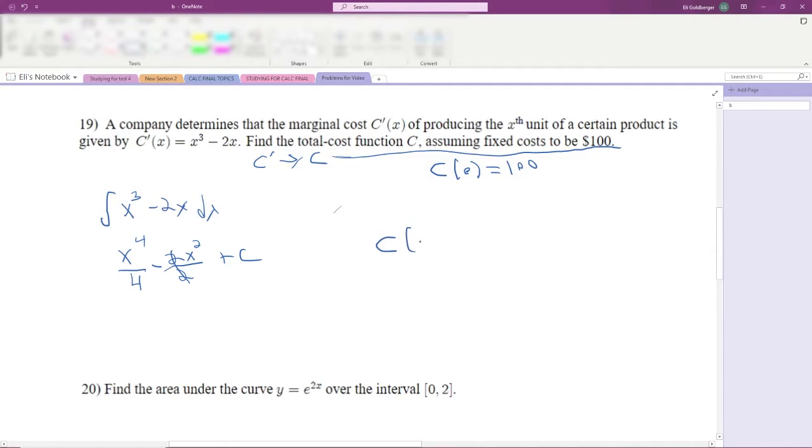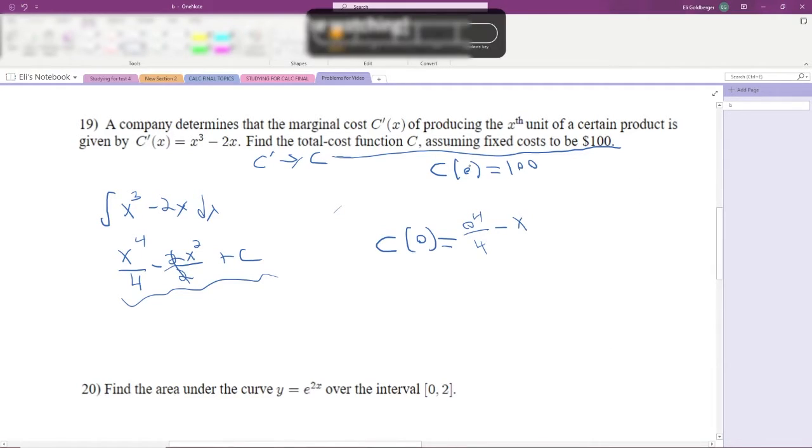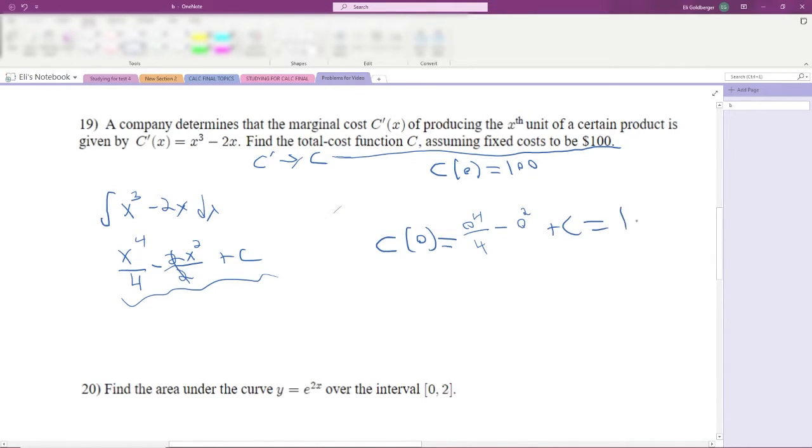Say C of 0, and then we're going to write it into here. But instead of x's, we'll use zeros. So 0 to the 4th power over 4 minus x squared, or not x squared, my bad, that'd be 0 squared, plus c, all equals 100. And since these all are just 0, we just have c equals 100 basically.